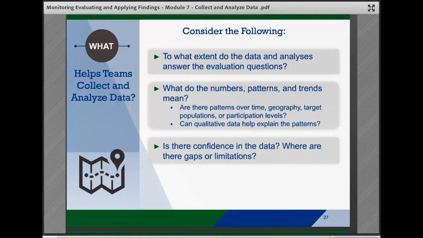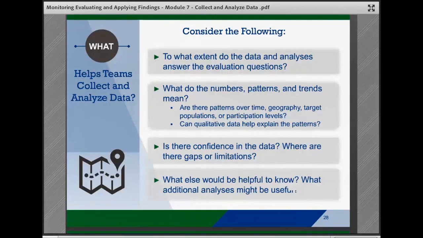Is there confidence in the data? Where are there gaps or limitations? And what else would be helpful to know? What additional analyses might be useful?